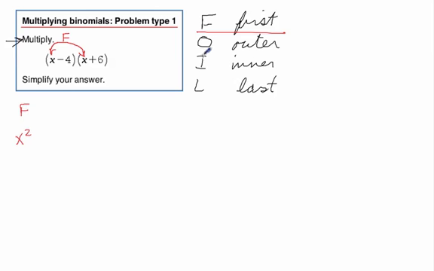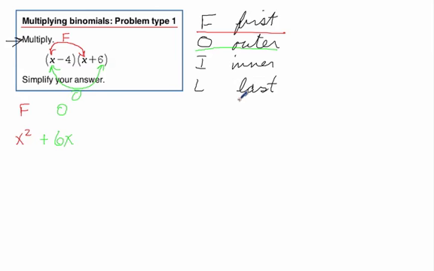Now, let's look at outer. The outer means that we're going to multiply the outer two things in the parentheses. Okay, that's our outer. X times a positive 6. So our outer gives a positive 6x.